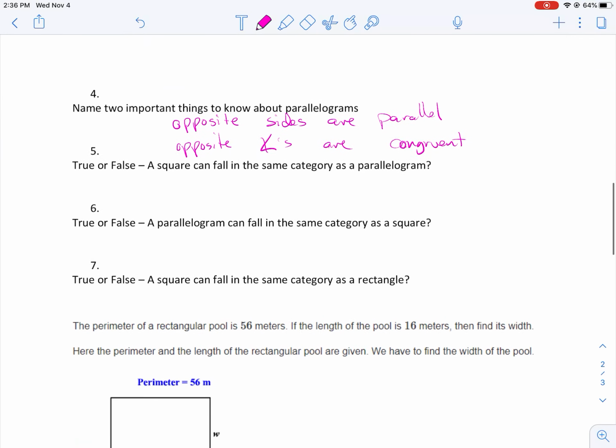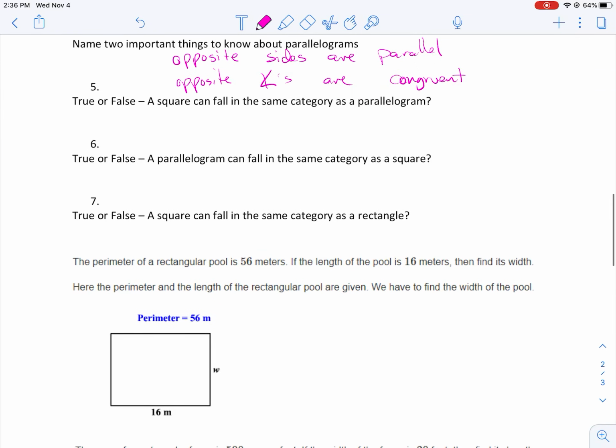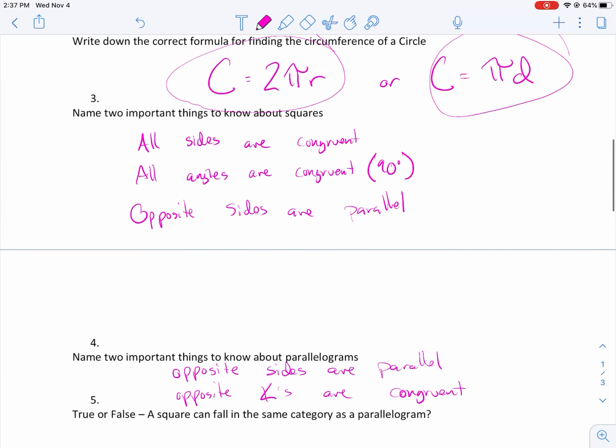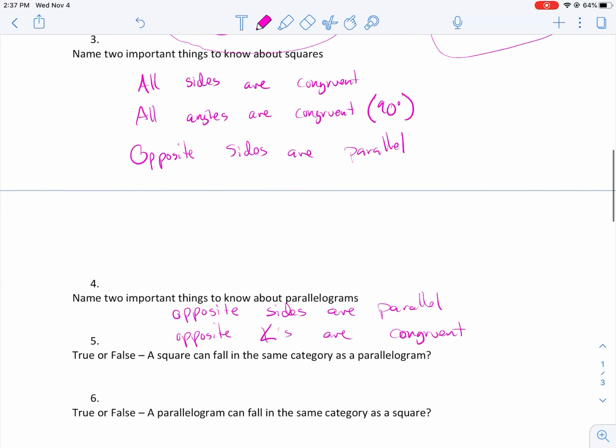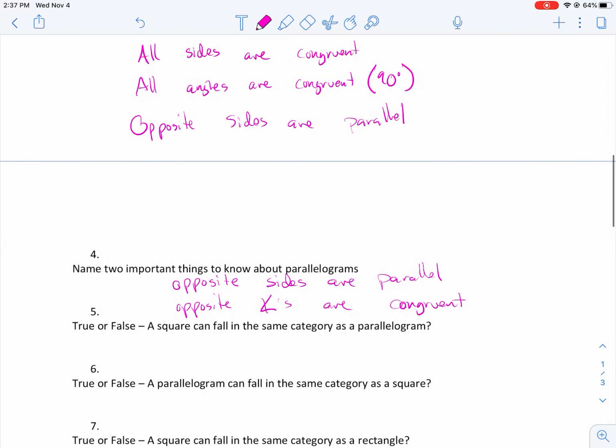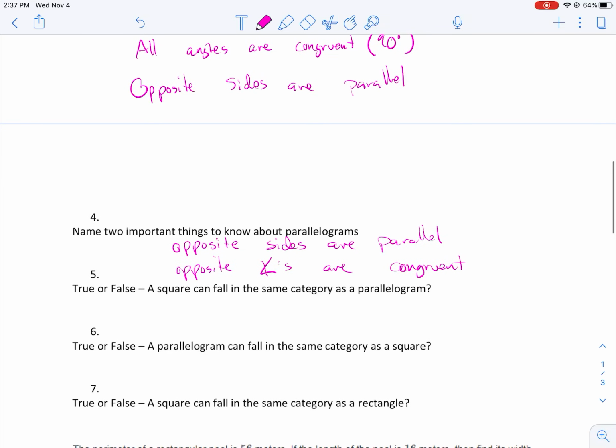Now, as we go down here, I got some true or false questions. A square can fall in the same category as a parallelogram. Well, let's think about this. A square has opposite sides that are parallel, right? And you can also say opposite angles are congruent. If you think about a square, certainly opposite angles are congruent, because they're all 90, and opposite sides are parallel. So a square can fall in the same category as a parallelogram.